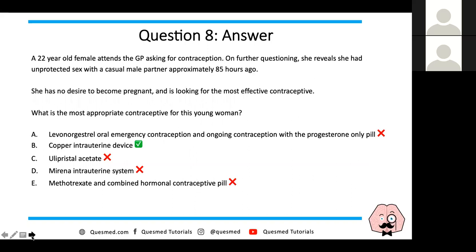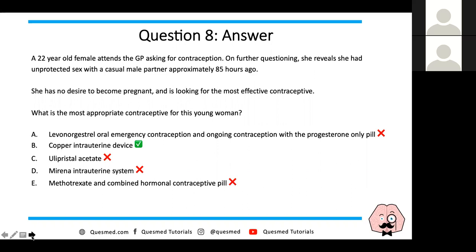So in this case, the correct answer is B, a copper intrauterine device, copper coil. She had sex 85 hours ago, so we can discount levonorgestrel because that was only licensed up to 72 hours. Ulipristal acetate, ELLA-1, is an option, but we need to carefully read the wording of the question. It says, what is the most effective contraception? Ulipristal acetate is about 98% effective at preventing pregnancy.